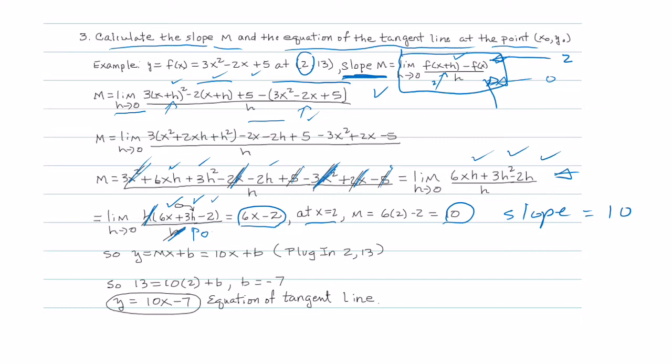Now you want to write the equation of the tangent line. Well, you know the slope, so you know you can write y equal mx plus b. The slope is 10, so it's y equal 10x plus b. To get b, we need to plug in the point 2 and 13. So we plug in 13 for y, 2 for x, and solve for b, and we get b equal minus 7, and we have y equal 10x minus 7 as the equation of the tangent line.